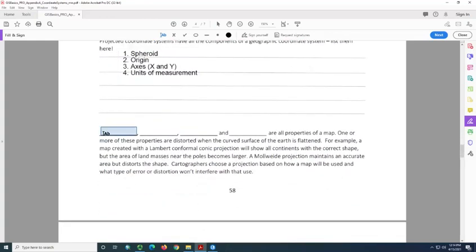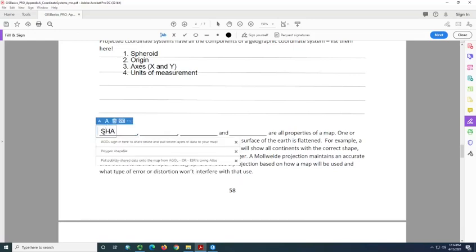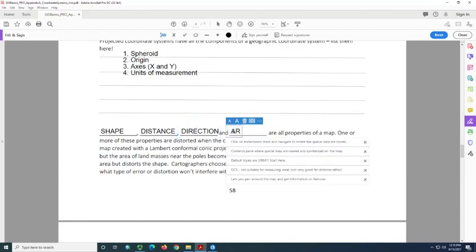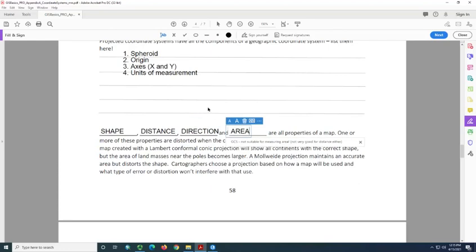Let's talk about a few of the things here that we're dealing with, the types of distortion. We've got basically four types of distortion, and they're related to the properties of a map. Every map has properties that include shape. We've got distance. We've got direction. And we've got area. Those are properties of the features on a map, or properties of a map.